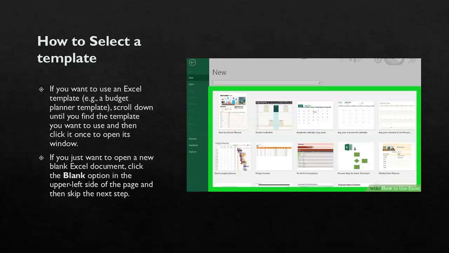Slide number 2 is how to select an Excel template. If you want to use an Excel template, like for example a budget planner template, scroll down until you find the template you want to use and then click it once to open its window. If you want to open a new blank Excel document, click the blank document in the upper left side of the page, then skip the next step.